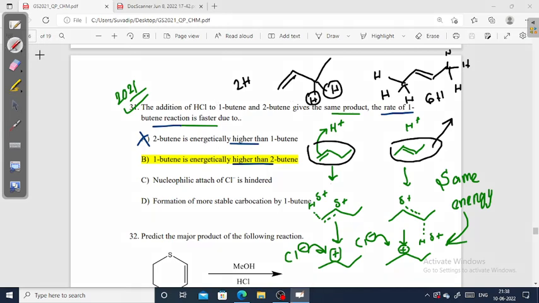So this is why 1-butene is energetically higher than 2-butene. So B here will be the right answer. Let's check option C and option D. Option C: nucleophilic attack of Cl minus is hindered.